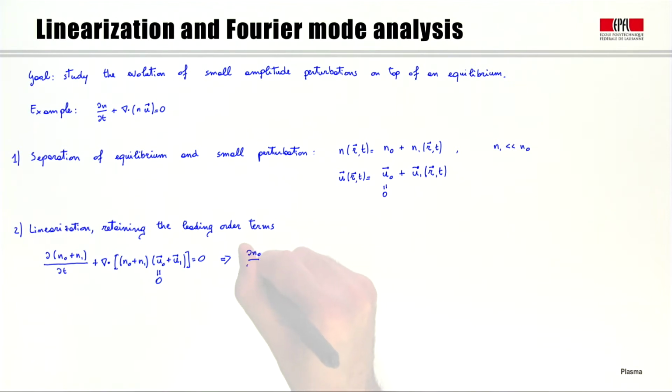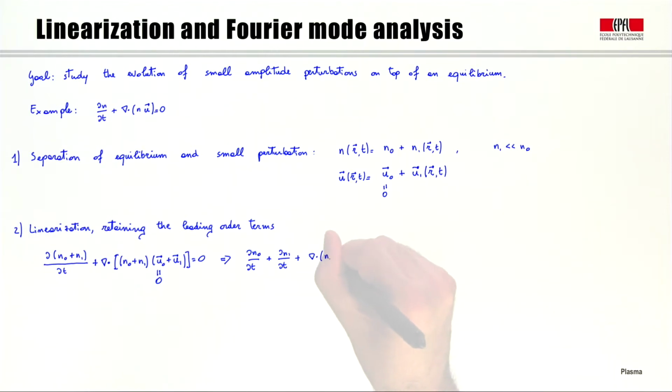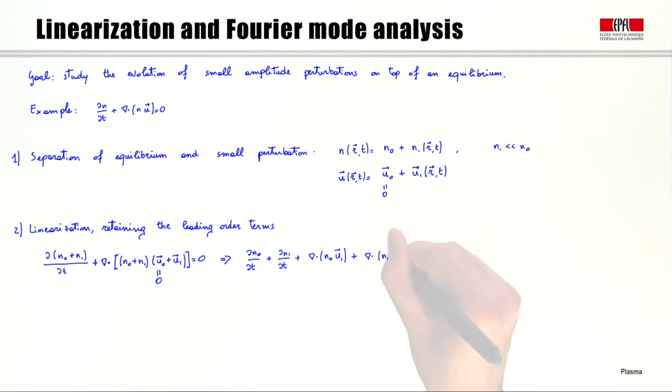The equation we have just written becomes dn0 over dt, by explicitly writing this time derivative, plus dn1 over dt, and then we will have, taking u0 equal to 0, the divergence of n0 u1 and the divergence of n1 u1 equal to 0. Now, n0 does not depend on time nor on space, so this is equal to 0.